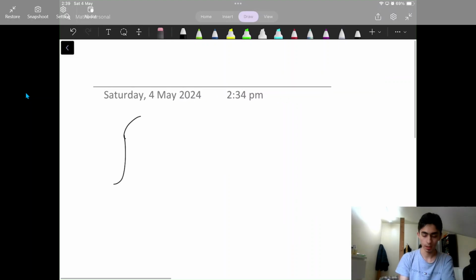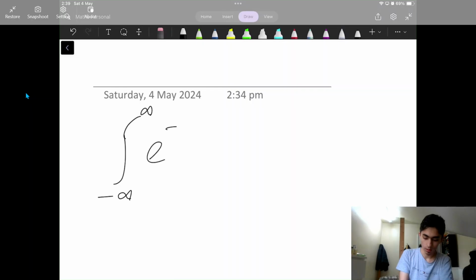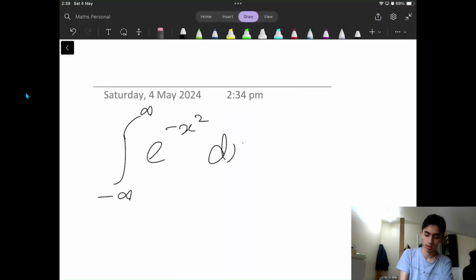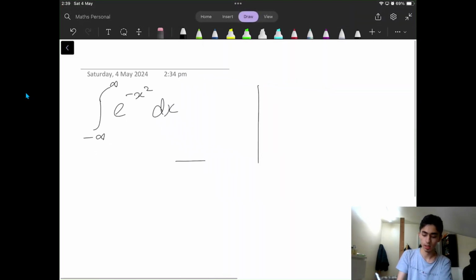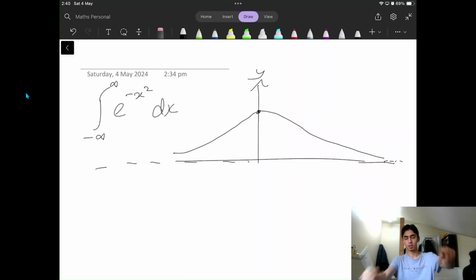Let's see. So we have an integral across the entire x-axis of this function here, e to the negative x squared dx. For your viewing pleasure, this is what the function looks like. It's actually a bell curve. It's symmetric and has an asymptote on the x-axis where the curve just goes like this.